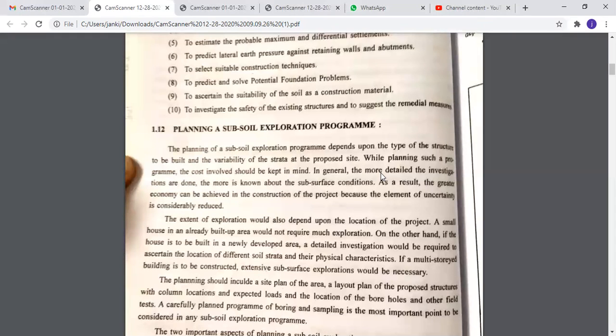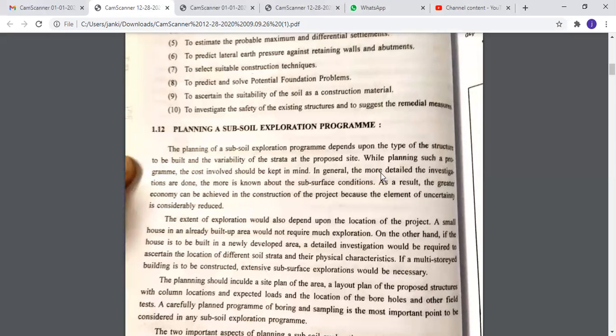Whenever we talk about a small house in an already built-up area, it would not require so much exploration, right? On the other hand, if the house is to be built in a newly developed area, a detailed investigation would be required, because the location of different soil strata varies from place to place, and their physical characteristics are also different. Because of that reason, detailed investigations are necessary, right?